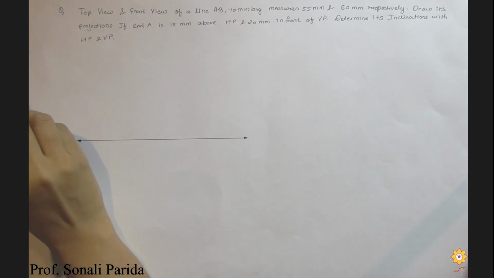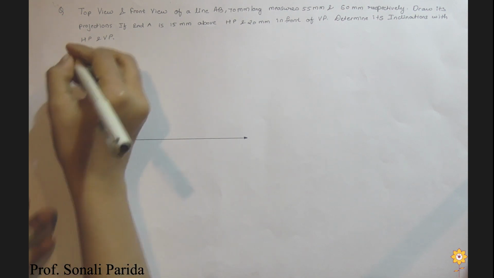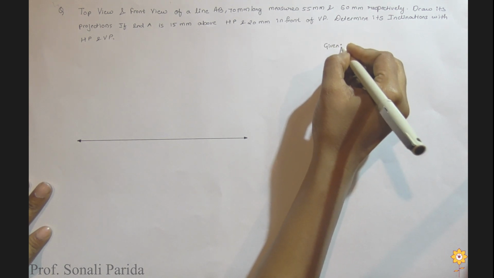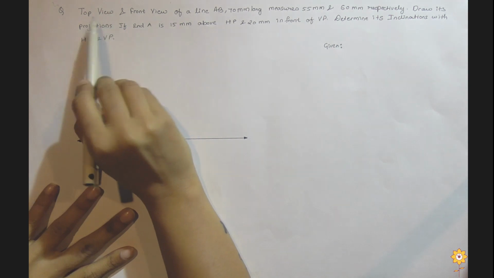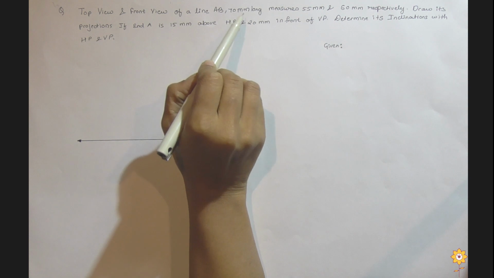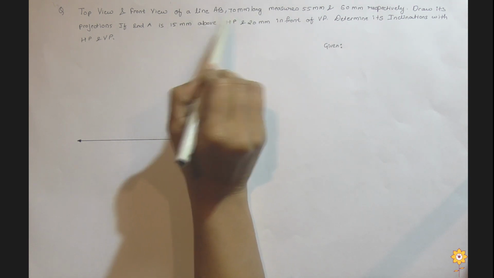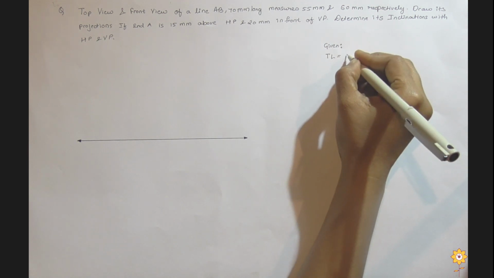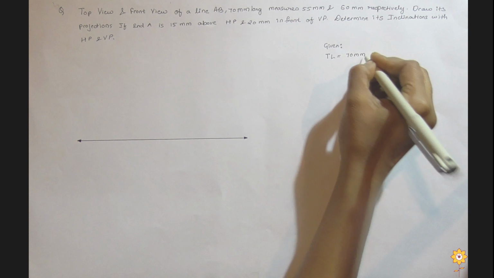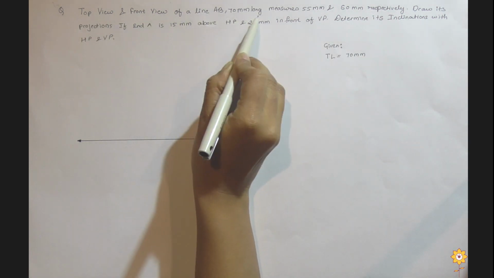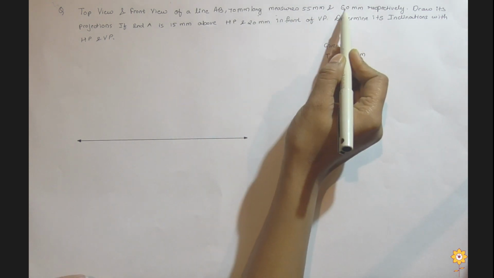So first of all, we'll write the given. For the given part, I'll write my given points here. What do we have? The first line says the top view and the front view of line AB 70 mm long. So line AB is 70 mm long, and that is our true length, 70 mm. Then it is said the top view and front view measure 55 mm and 60 mm respectively.